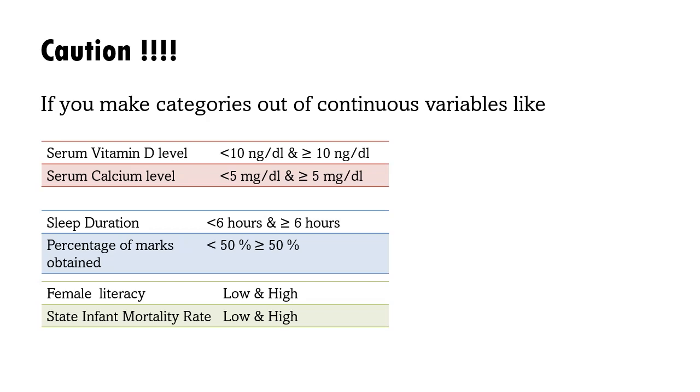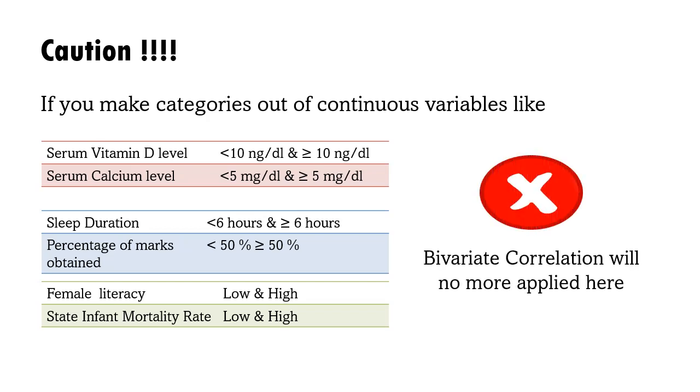And the female literacy also, if you are categorizing into low and high, and infant mortality rate also as low or high, then you have to be very cautious that we cannot study this correlation, because correlation is strictly for two continuous variable, and if we are categorizing, then the bivariate correlation is no more applicable here.